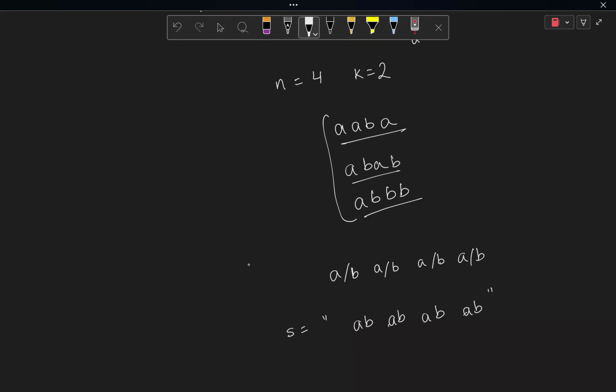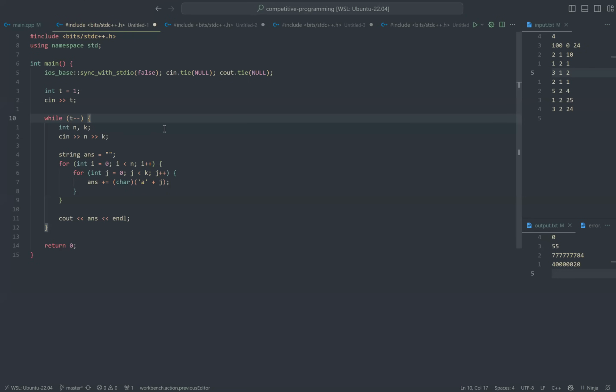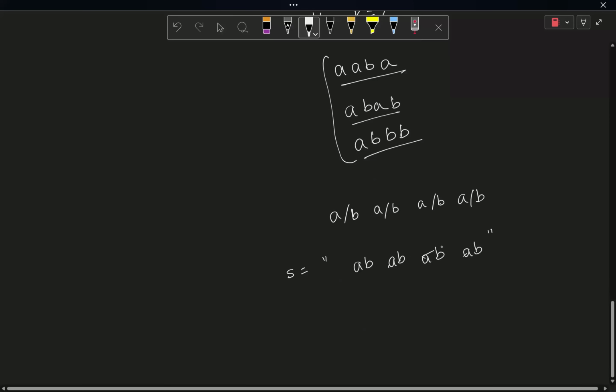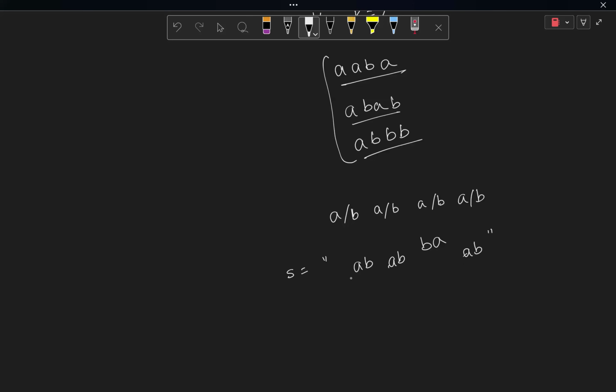Okay, so here is my code for this. Yeah, by the way, one more thing. Even if you had written BA here, it doesn't really matter. The answer would still be correct.